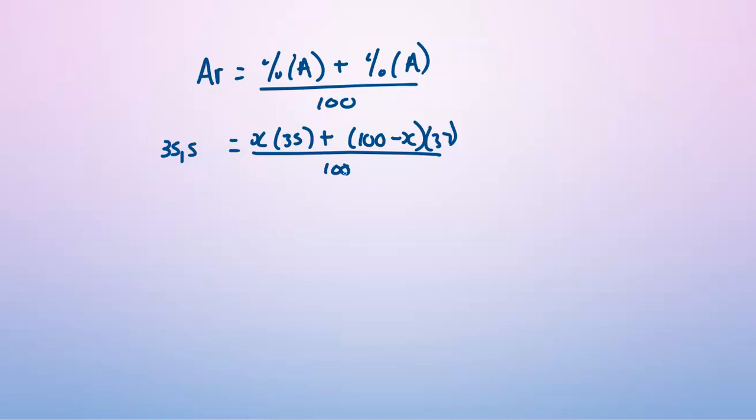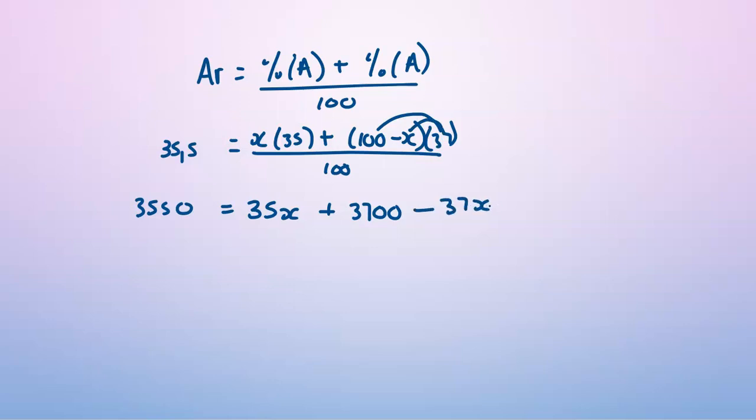So first things first, I want to get rid of the fraction. So I'm going to times the 100 to the other side. So then I get 3550 equals. There are brackets. I don't like brackets. I'm going to get rid of them. So X times 35 is just 35X. And then I have 100 times 37. So that is 3700, and then I have minus x times 37, which becomes minus 37x.